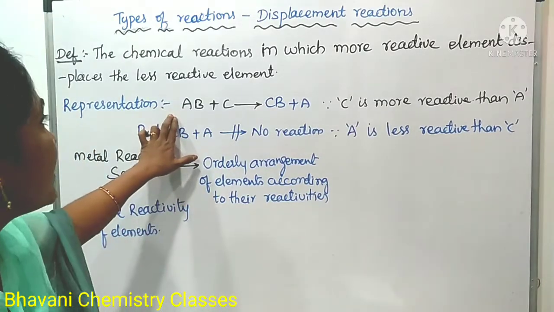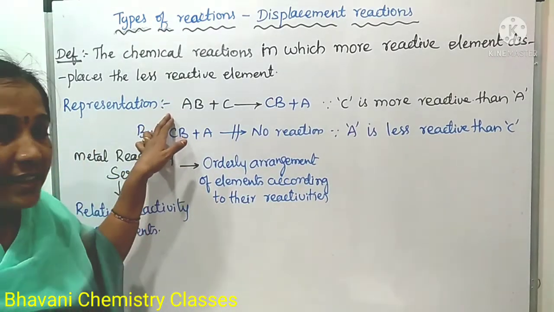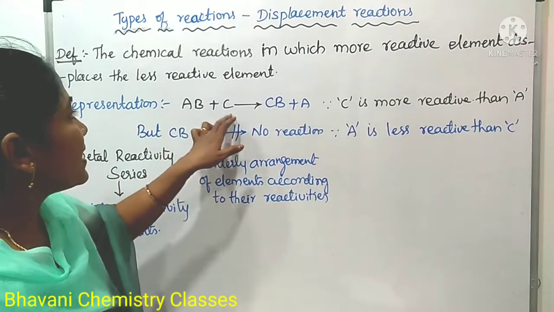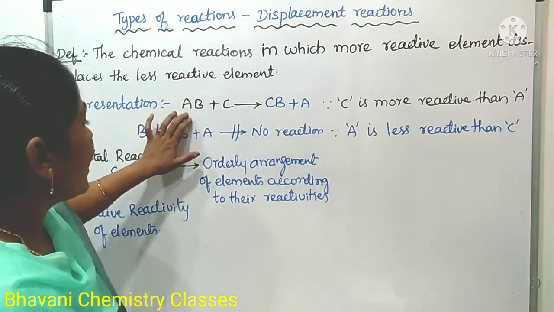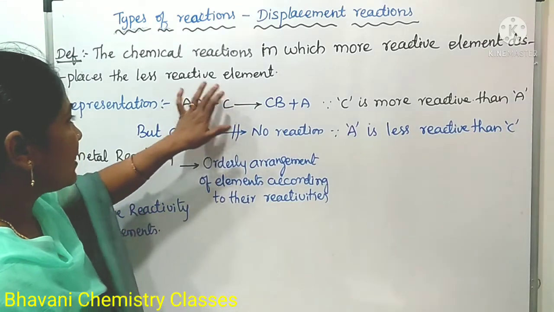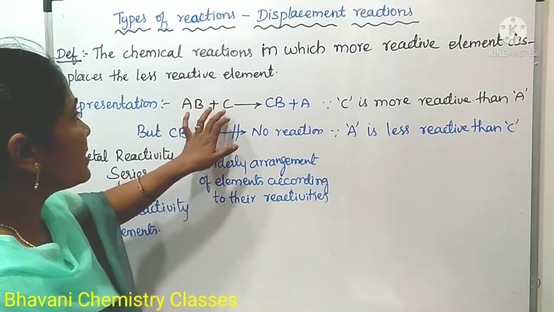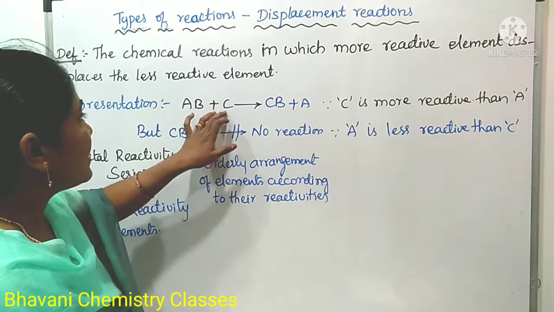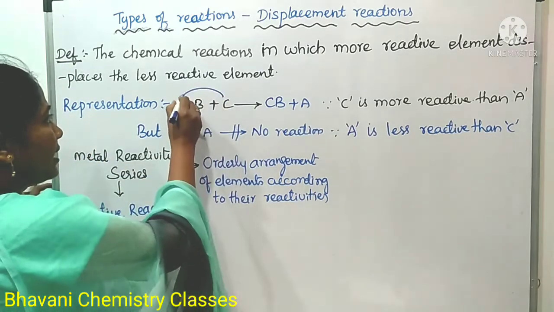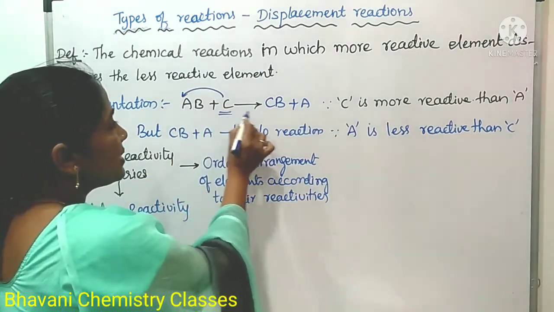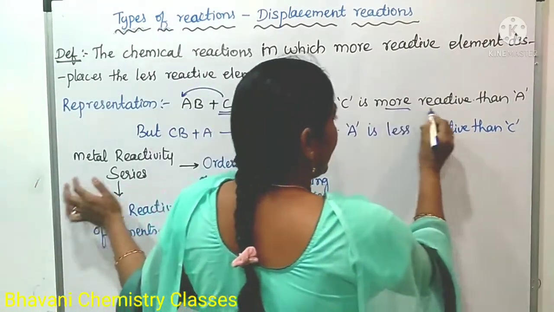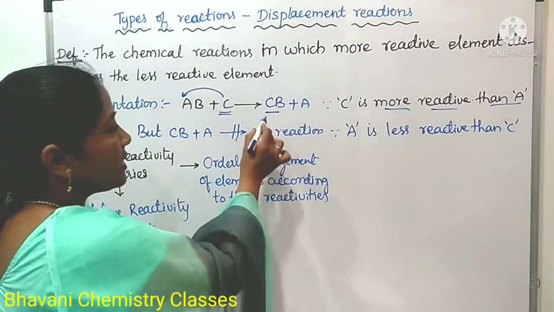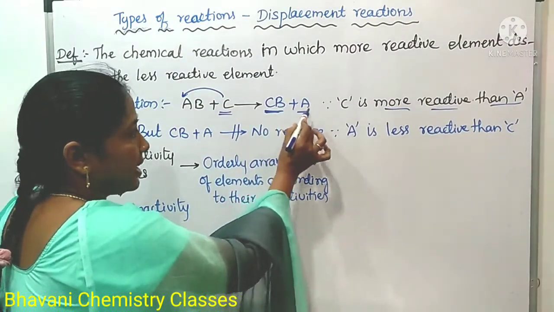How do we represent displacement reactions? That is AB plus C giving rise to CB plus A. In this, AB and C are the reactants. This C element is displacing A. That means here C is more reactive than A, so it forms the products CB plus A.